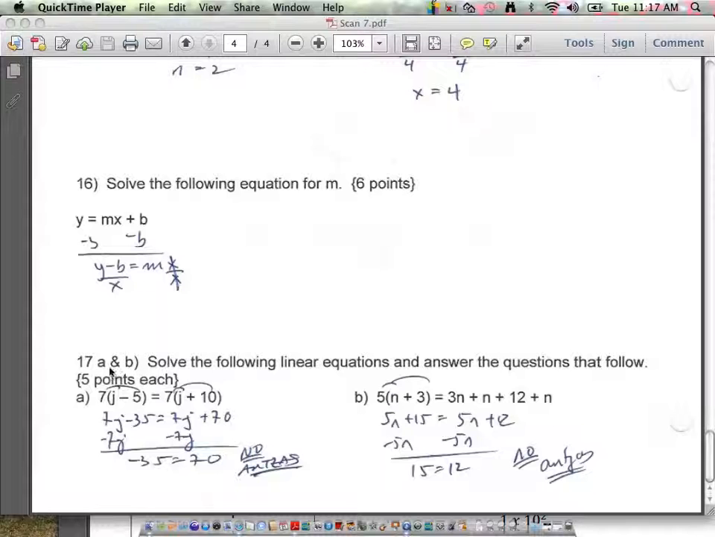And then if I take a look at 17a and b, for 17a I distribute the 7s on both sides, and I come up with, in the end, negative 35 equals 70. That never happens. Because it cannot happen, there cannot be an answer. There are no answers to A. And for B, I distribute the 5, and then on the left and on the right, I do same side, same operation. And again, I come out with 15 equals 12. And again, that never happens. Because that can never happen, I can never get an answer.